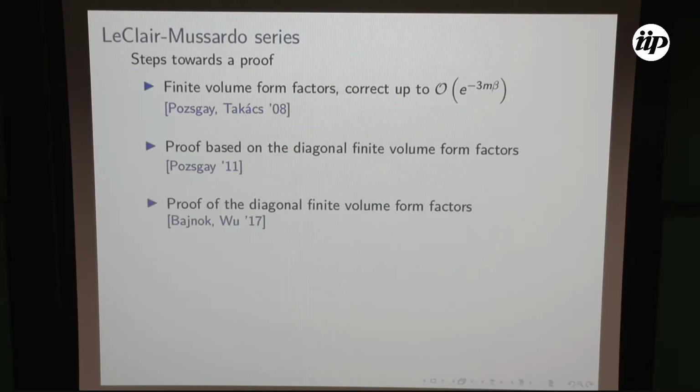And then the last step, in this way of the proof, was when last year Zoltán Bajnok and his postdoc showed that the diagonal form factor formula is a consequence of the off-diagonal finite volume form factor. So it sort of proved the diagonal formula, and Balázs's derivation was based on that. So this is sort of finishing the proof of the LeClair-Mussardo conjecture.